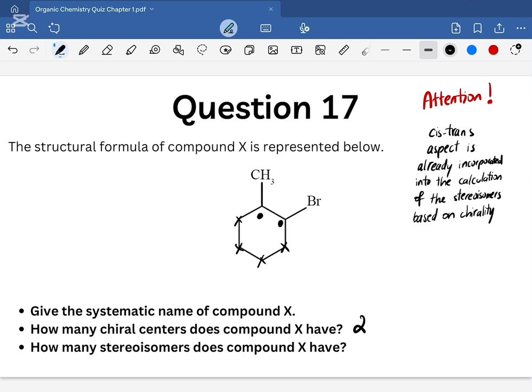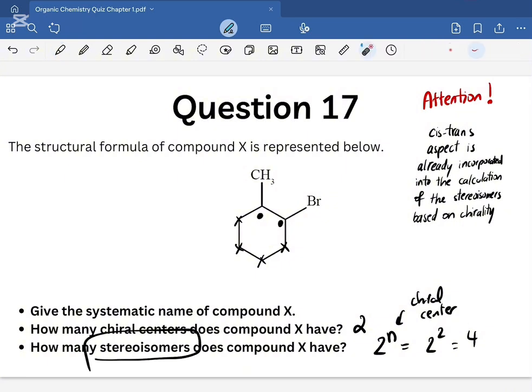Now for how many stereoisomers does this compound have? Because we have 2 chiral centers, I'm going to use the formula 2 to the power of n, where n is the number of chiral centers that we have. So 2 to the power of 2, and we're going to have 4 stereoisomers. Now remember that the cis-trans aspect is already incorporated in this formula. So if both of them are wedged, or one is dashed and the other one is wedged, this is already incorporated into this calculation, because we take the cis-trans aspect as part of this formula based on the chirality.